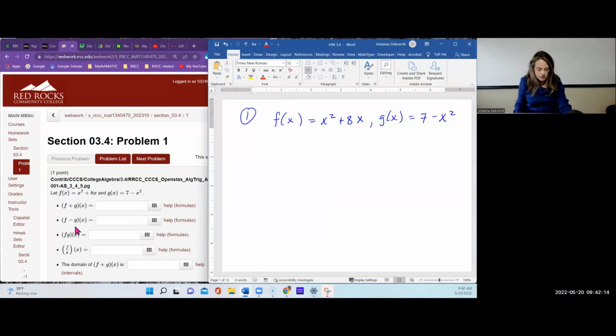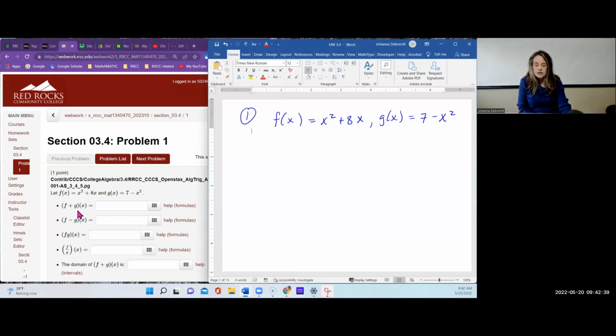If you look over here on the left, you'll see that we want to add them, subtract them, multiply them, and divide them. The only one that can cause us a little bit of trouble is division. We cannot divide by 0, so we'll have to be sure to check the domain of the denominator function and make sure to eliminate any x values that would cause the denominator to be 0.